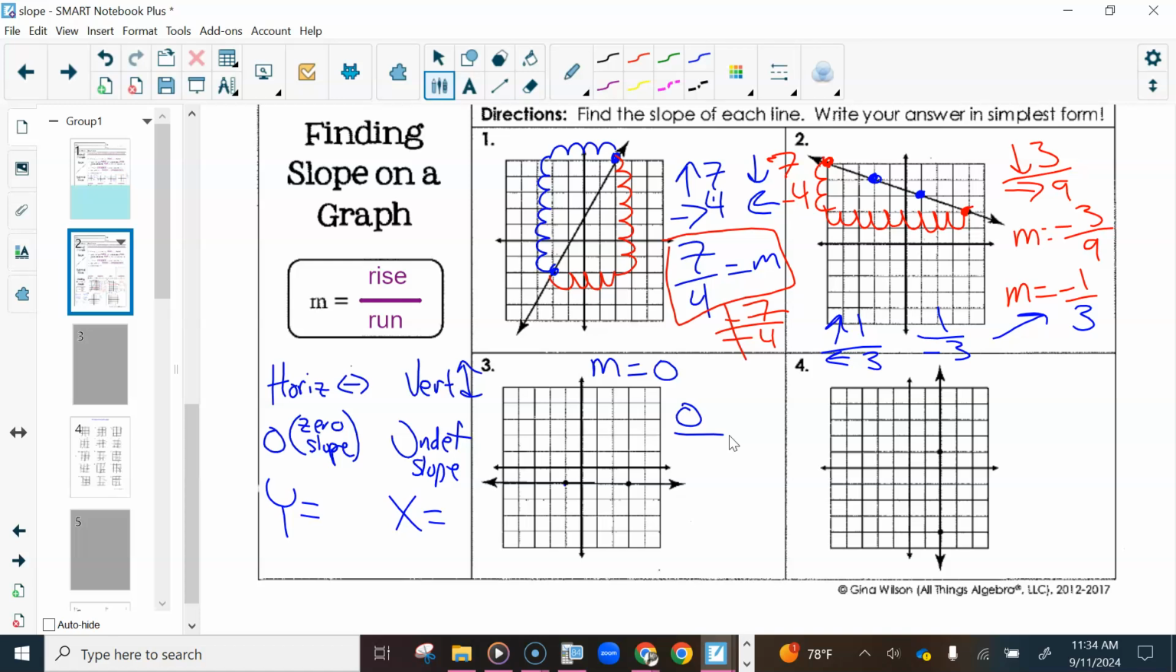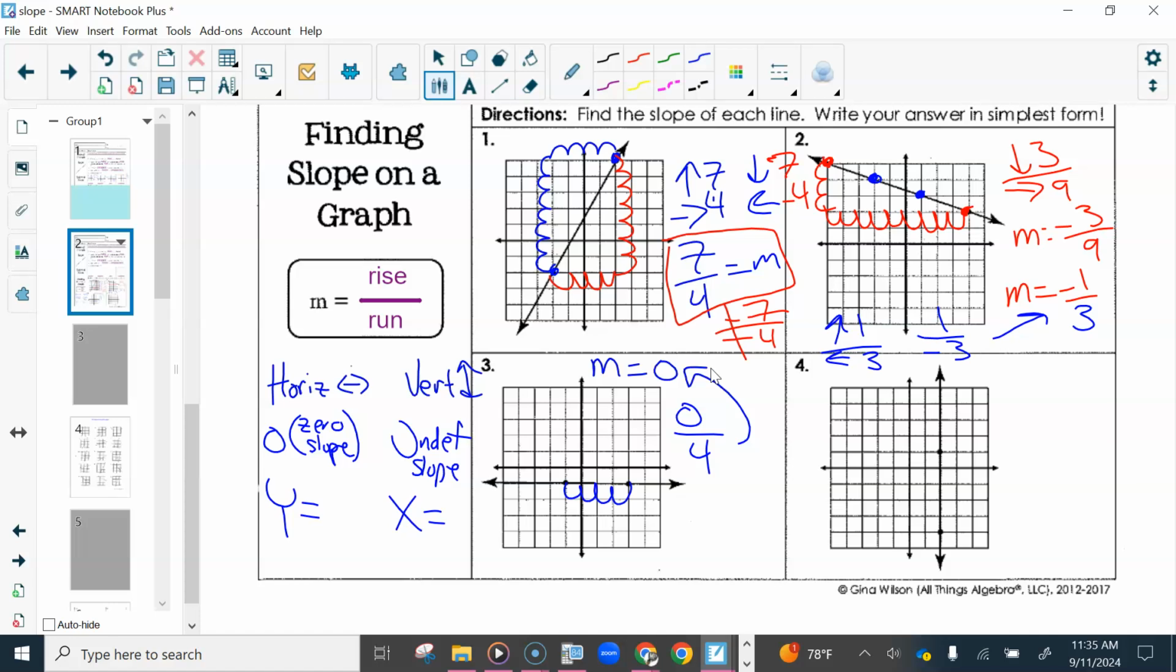I can count, let's say I'm counting to the right. But 0 divided by any number is still going to give me 0. So I don't need to do the counting part. It will always be 0.